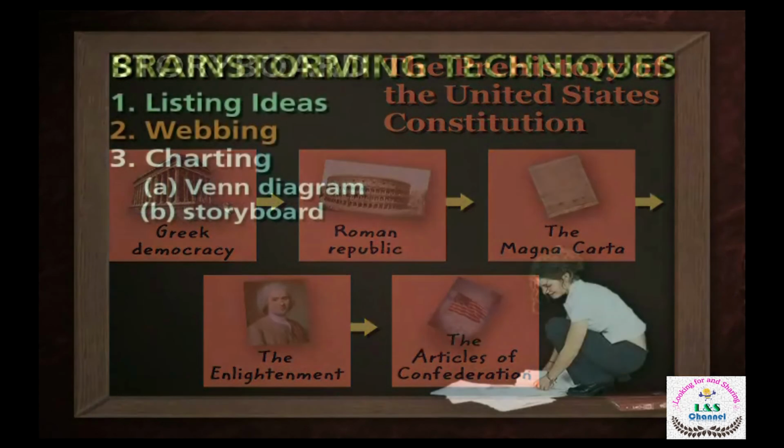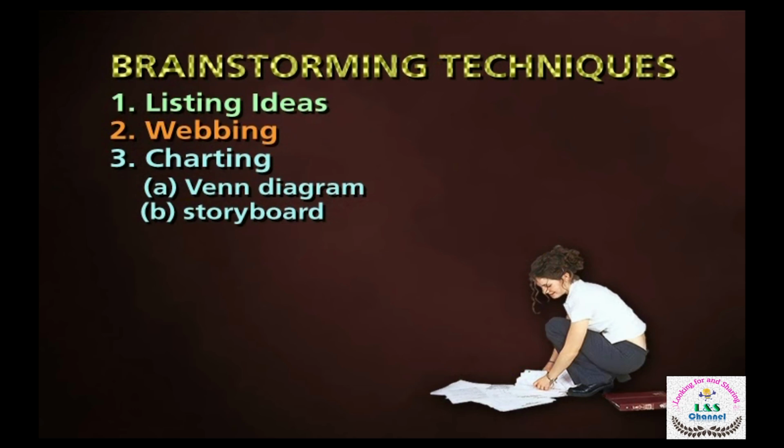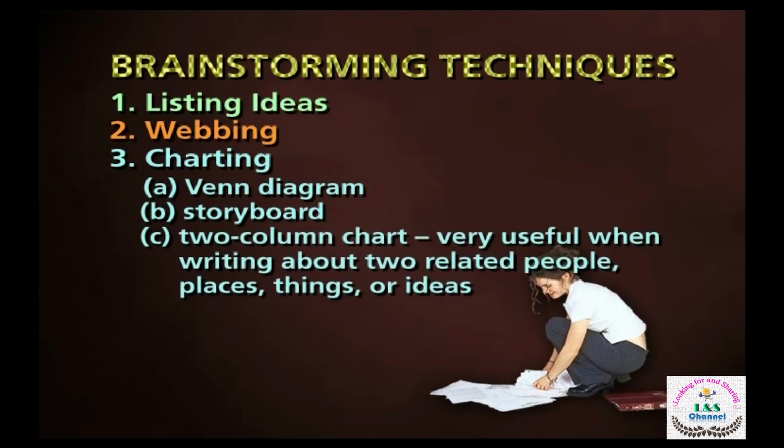Now let's take a look at another type of charting. This one is a 2-column chart. It's very useful when you're writing about 2 related people, places, things, or ideas.